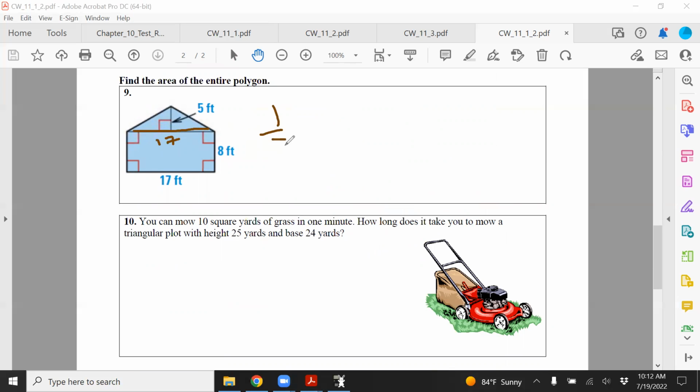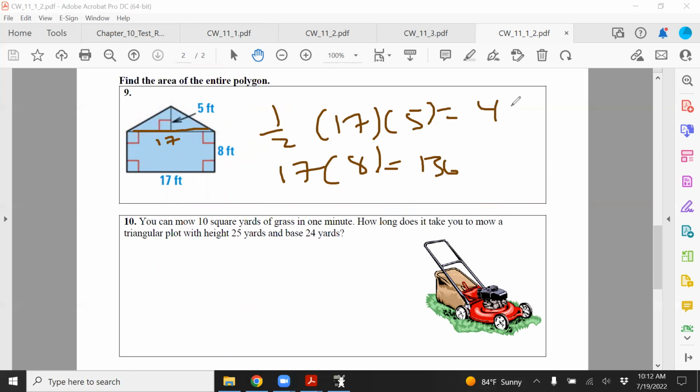We got a triangle. And you got a rectangle. That rectangle is going to be 136, I think. And that's going to be 42.5. Add up. You get 178.5.